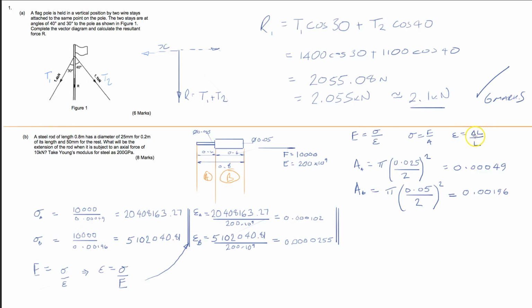Right, the only last thing that I've got to do now is work out the delta L for each one, and sum them together. So if epsilon, strain, which I've worked out here, is equal to delta L over L, then delta L is equal to strain times the original length. The original length is going to be of each section, so 0.2 and 0.6 respectively.